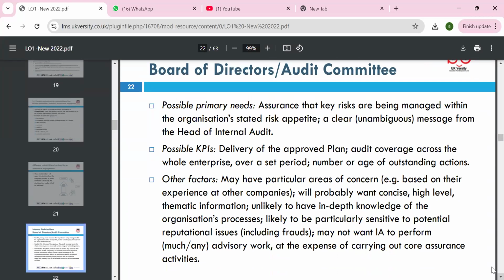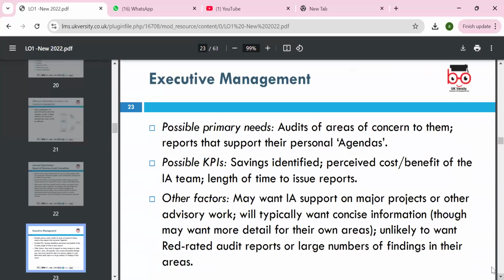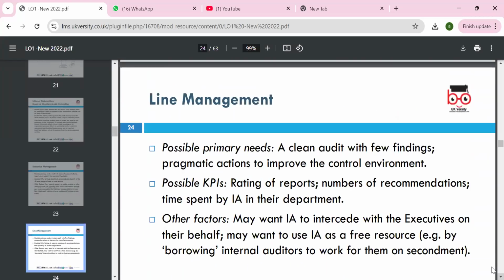We have to look at the various committees and the corporate governance and control, and the executive management. The primary need is to audit the areas of concern, looking at the possible cost and benefit, and other factors, which we internal audit in the project, where we can look at advisory work. Concise information may want to be detailed. These are the key points.